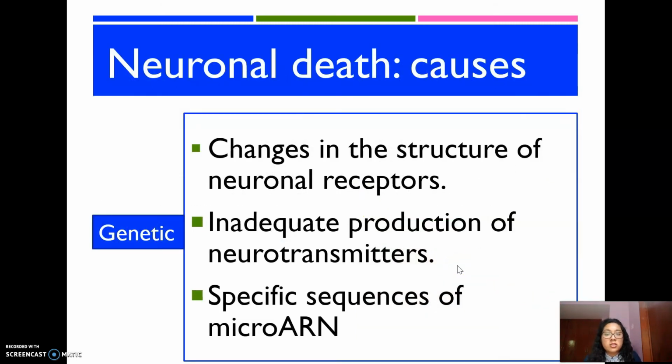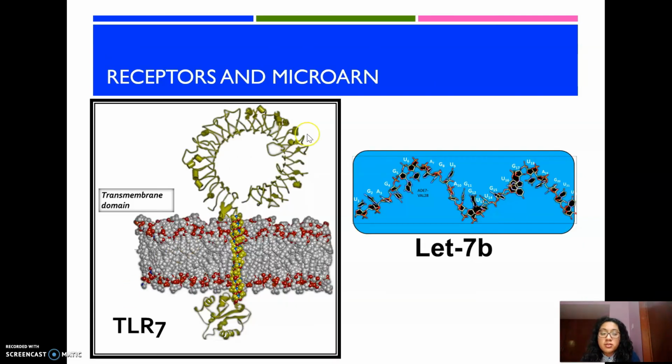Which are the causes of neuronal death? Well, we also have two types of causes, genetic ones and for expression. Genetic ones, for example, changes in the structure of neuronal receptors, which basically are proteins in the neurons. An inadequate production of neurotransmitters. We can have more neurotransmitters, fewer neurotransmitters, or not have them. Specific sequences of microRNA, receptors and microRNAs.